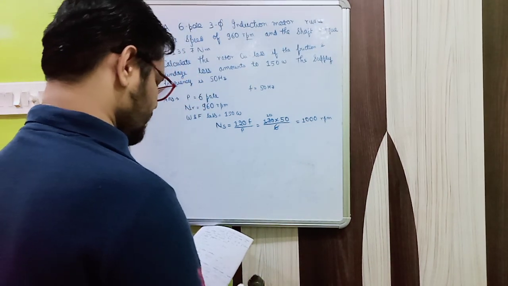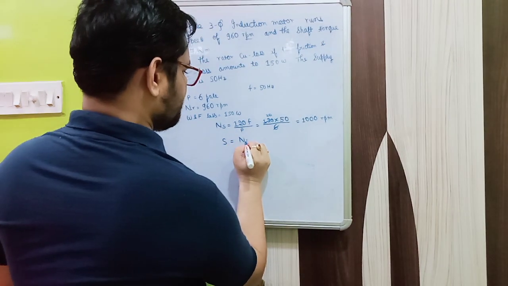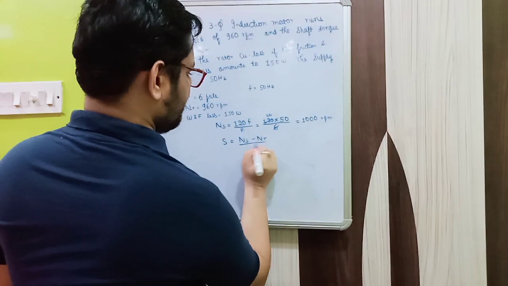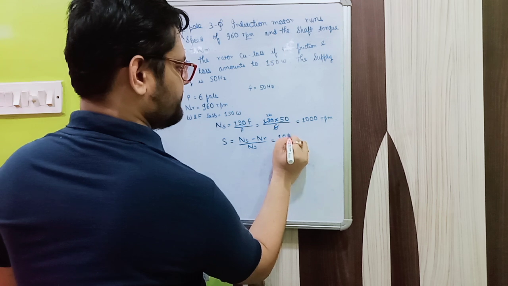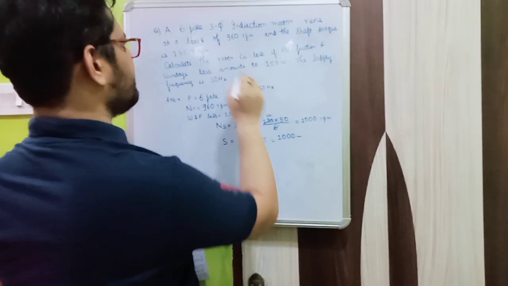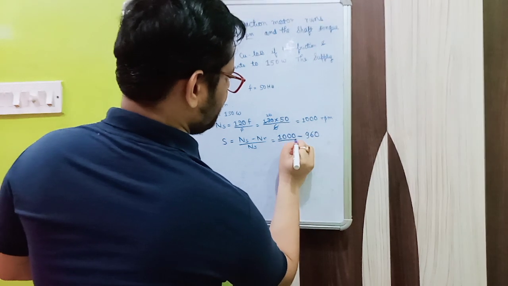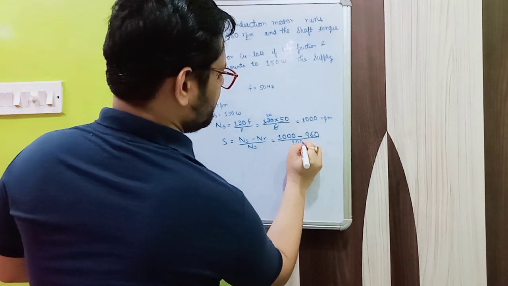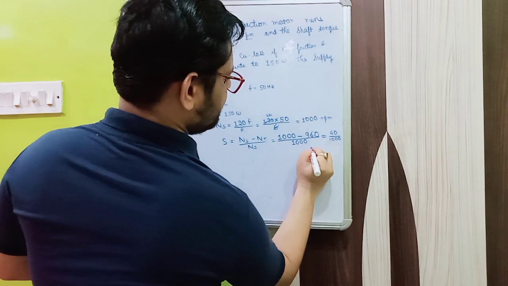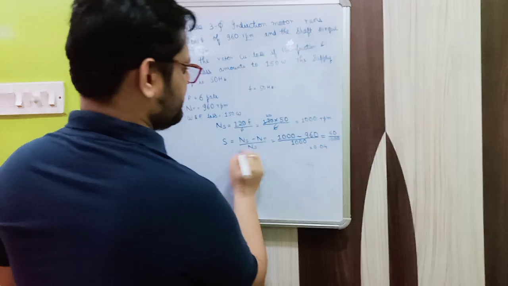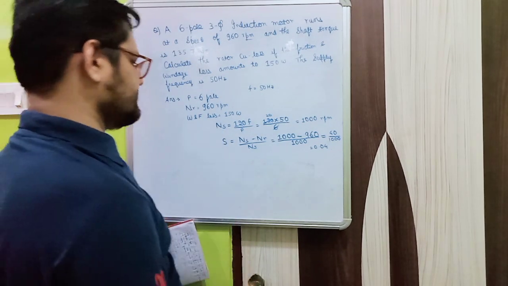Now we have to find the value of slip. So slip is equal to nothing but Ns minus Nr by Ns. We have already found the synchronous speed Ns, that is 1000 rpm. And what is the value of Nr? Nr is already given, 960 rpm. 960 divided by, again we are dividing by 1000. So if we calculate, that is 40 divided by 1000, that is 0.04. Slip is 0.04.